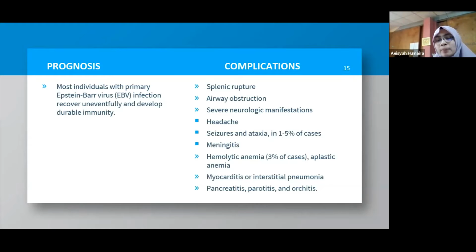Another uncommon complication is severe neurologic manifestation with headache, seizure, ataxia, and also meningitis. Some complications result from EBV-induced antibodies against red blood cells and white blood cells, which leads to hemolytic anemia and also aplastic anemia. Other uncommon complications are myocarditis, interstitial pneumonia, pancreatitis, parotitis, and orchitis.